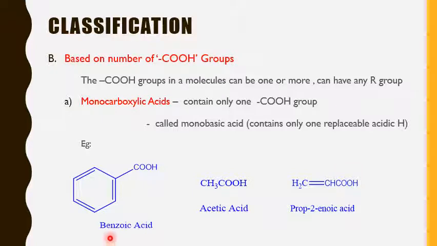Here I have given the example of benzoic acid. Remember, we had this example in aromatic, and then acetic acid. This was an example in aliphatic saturated carboxylic acids. And then we have an example of prop-2-enoic acid. This is an example that we had in unsaturated aliphatic carboxylic acids. So we are not bothered about the type of R group here. We are just bothered about the number of COOH groups. So in all these three examples, we have only one functional group, one COOH.